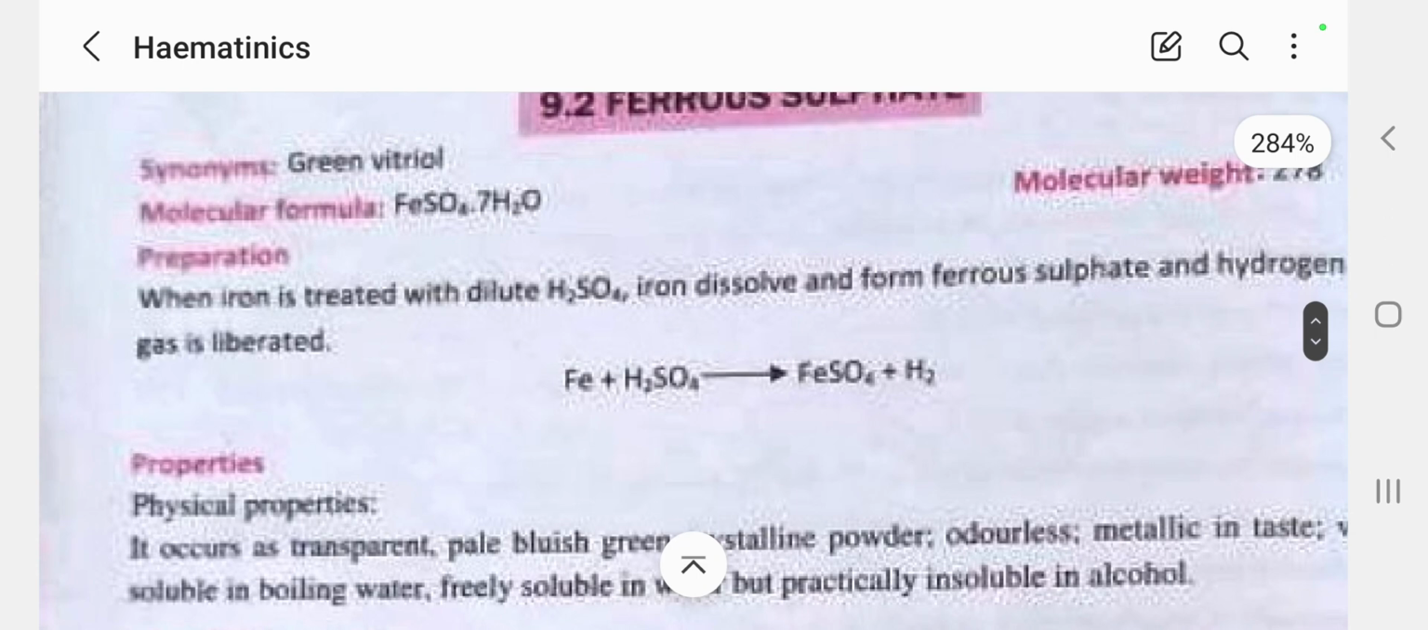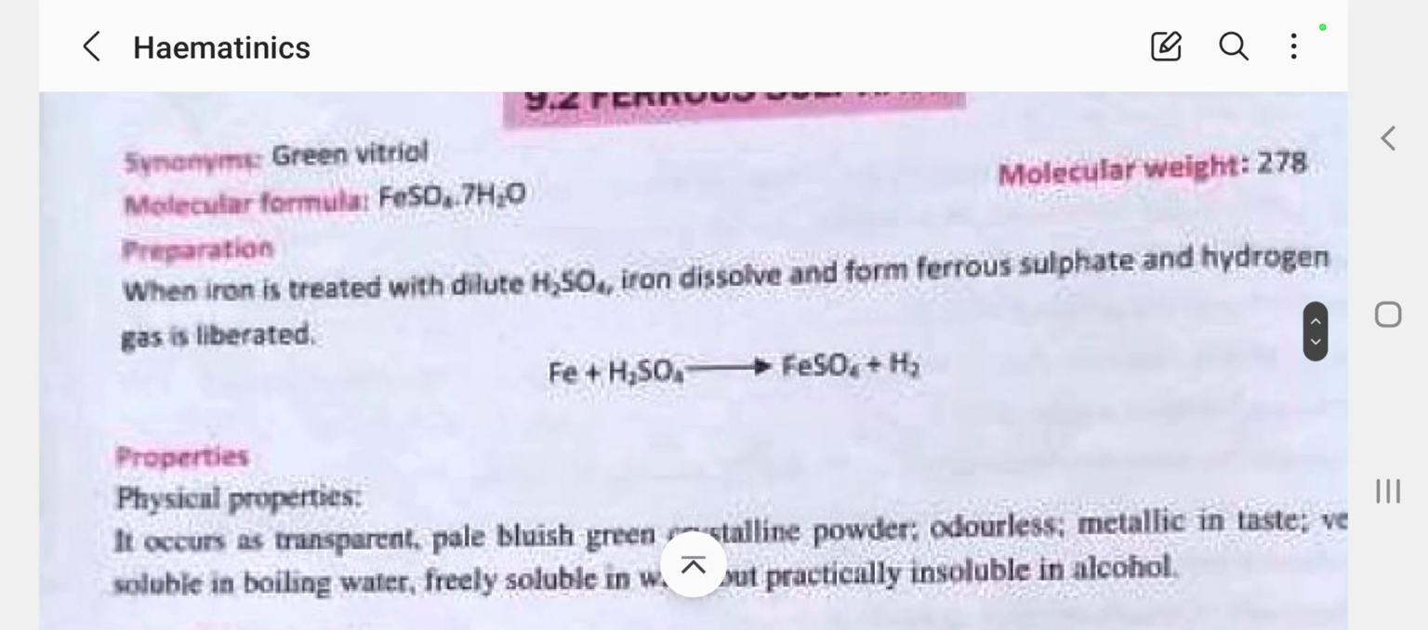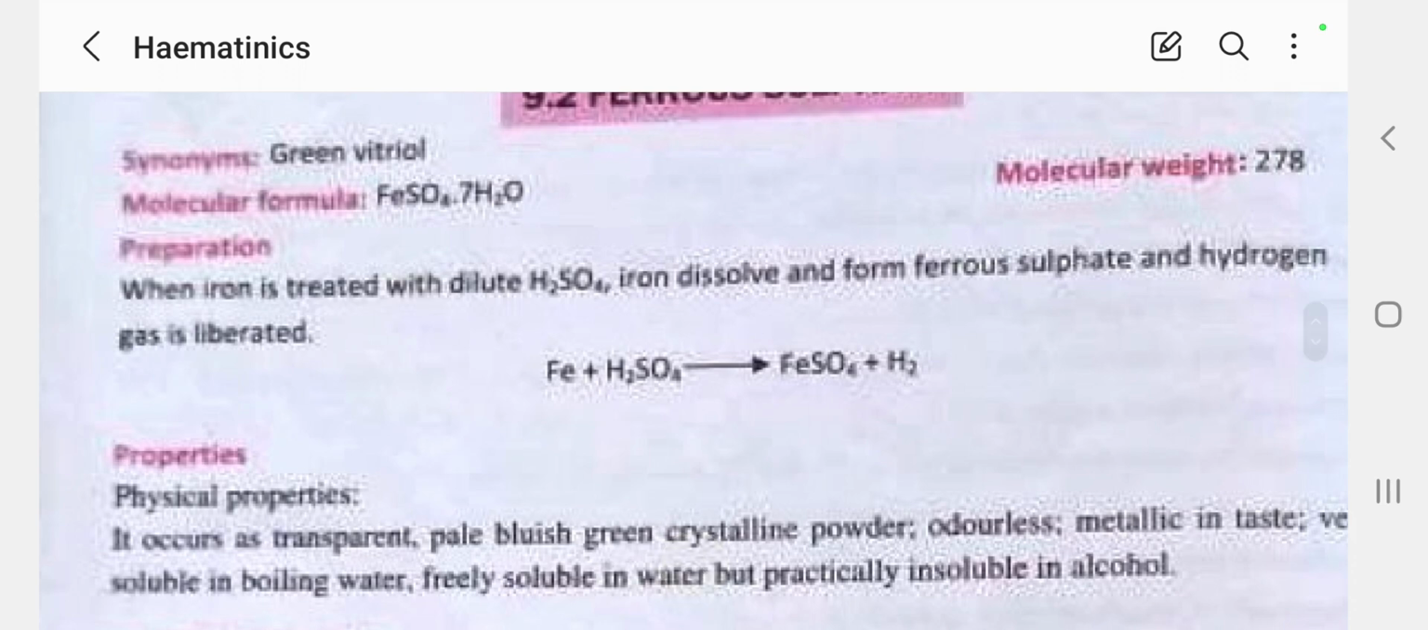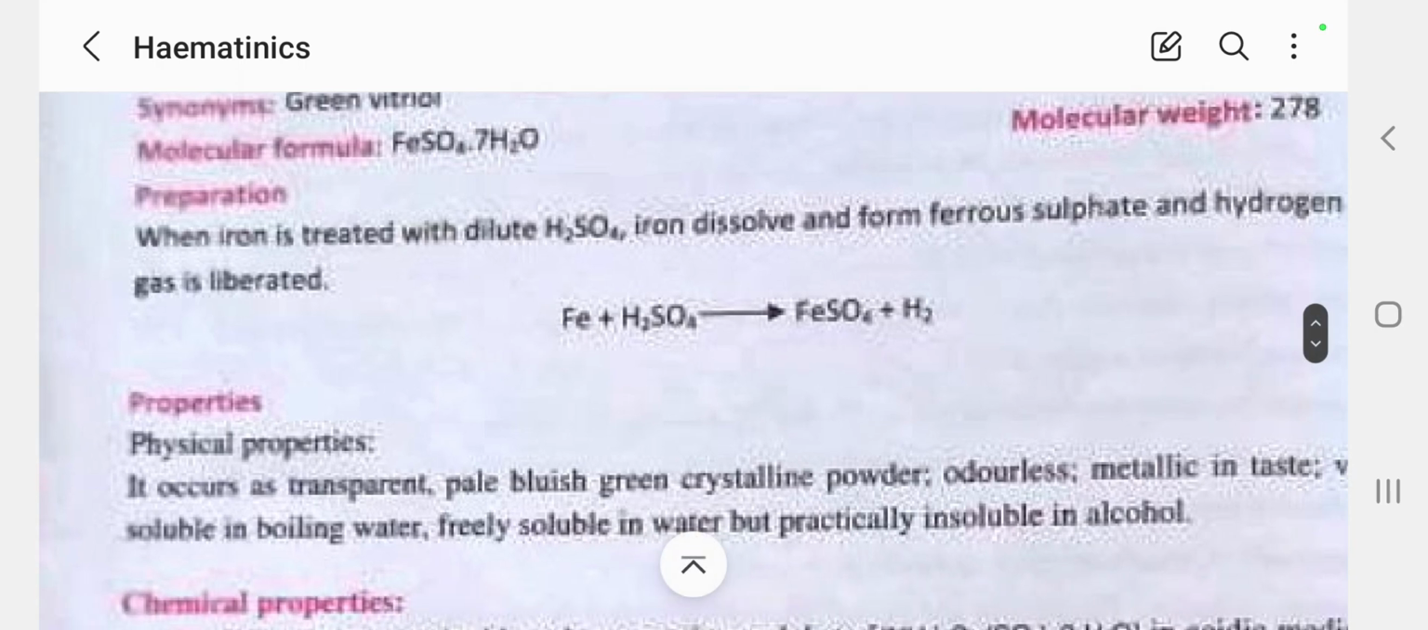Ferrous sulfate's synonym is green vitriol. Molecular formula: FeSO4 with 7 molecules of water, and molecular weight 278. Preparation: when iron is treated with dilute sulfuric acid, it forms ferrous sulfate with removal of hydrogen gas. The iron attaches to the sulfate from the sulfuric acid, so there is a removal of hydrogen.